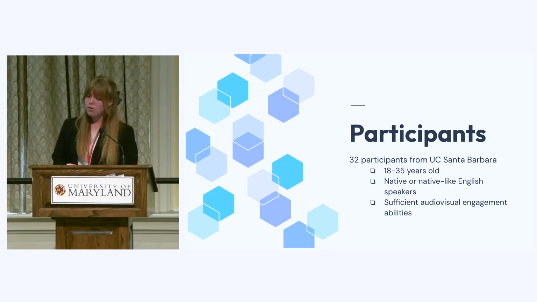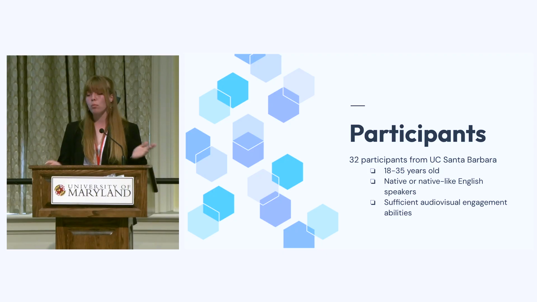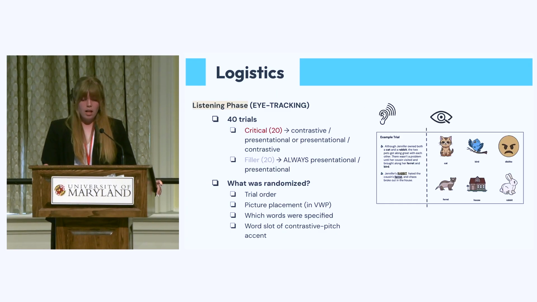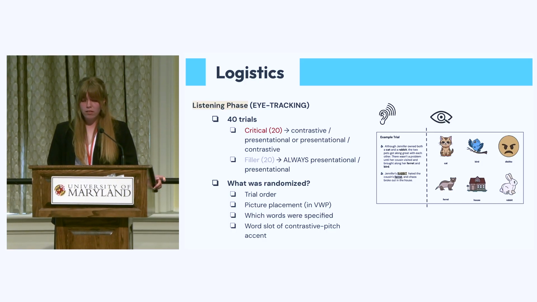Participants included 32 native or native-like English speakers between the ages of 18 and 35. All were students at UCSB, and they self-reported that they could hear and see well enough to complete the study. So first, there's a couple logistical notes about each phase before I take you through a sample trial. These phases are modeled off of Fraundorf et al.'s procedure, which I went through earlier.